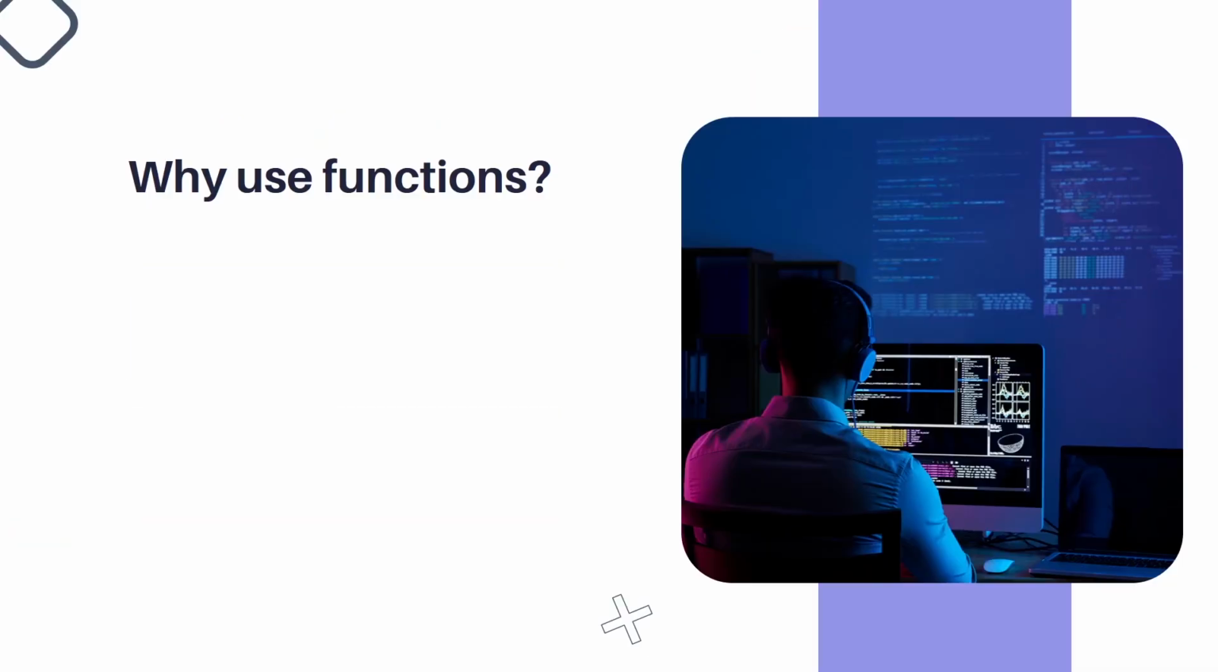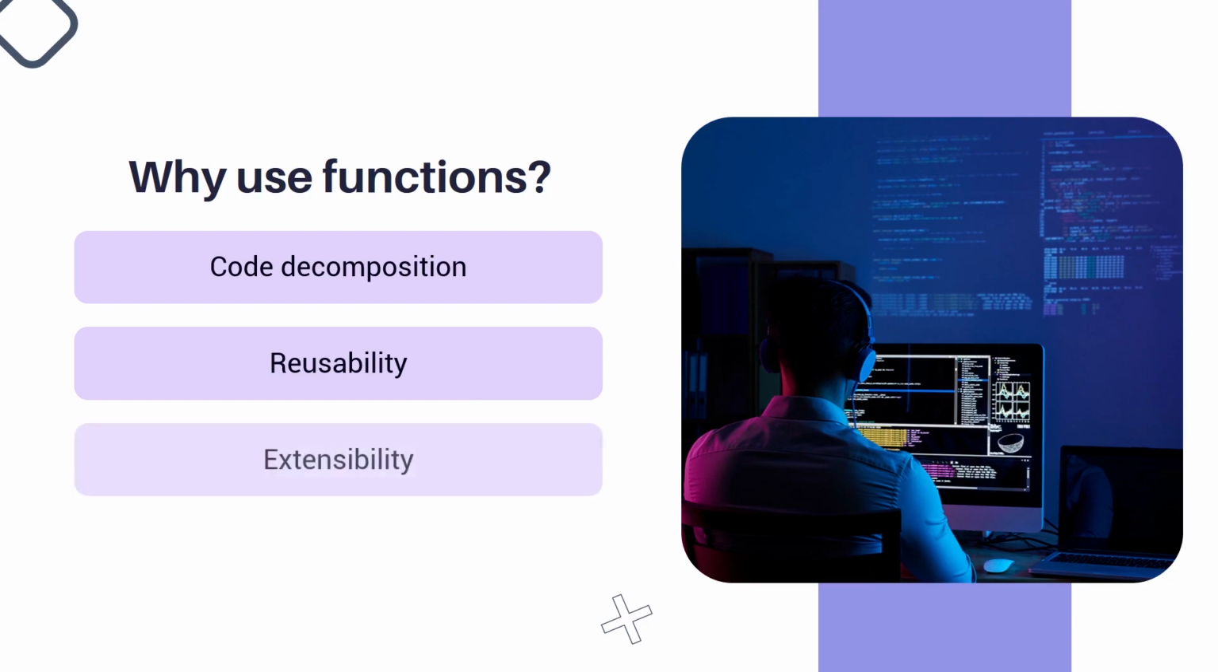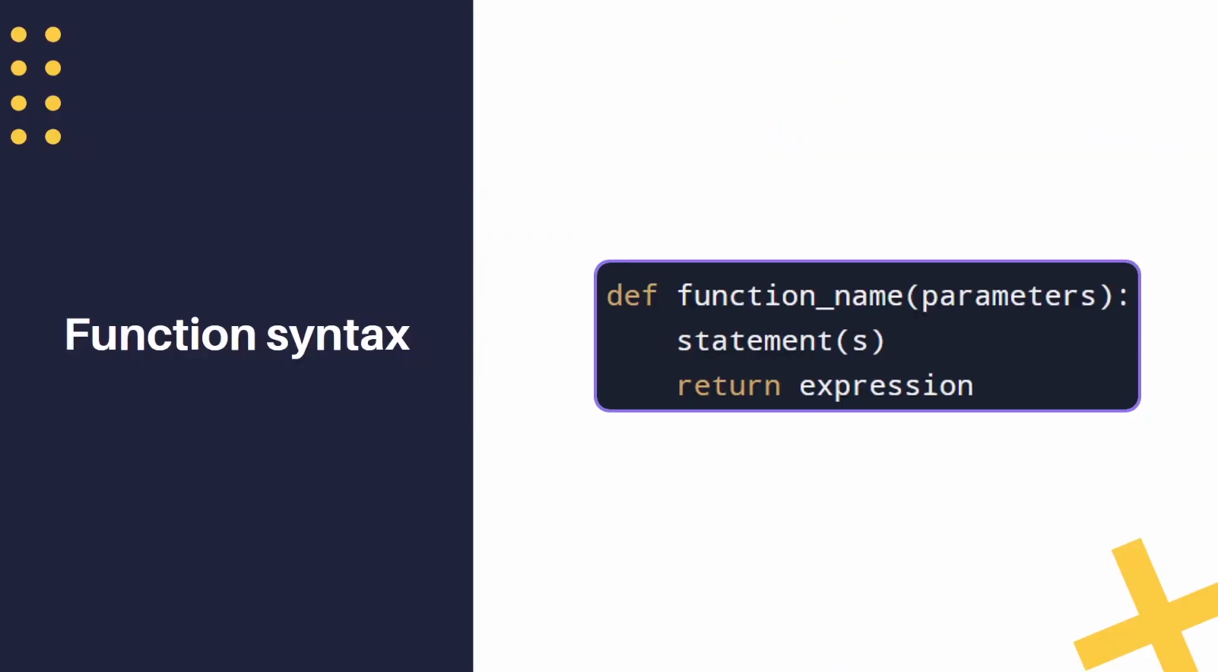Now, there are several reasons as to why developers would include the use of functions in their code. The first is for code decomposition, code reusability, as well as extensibility. Now what we have over here is an example of the function syntax. First we start off with the keyword def, otherwise known as define or definition. We then give the function a name. We provide any parameters if the function requires parameters to do its computation, followed by the executable statements. In the event that we want to return some sort of data, we can simply add the return followed by the data that we'd like to return.